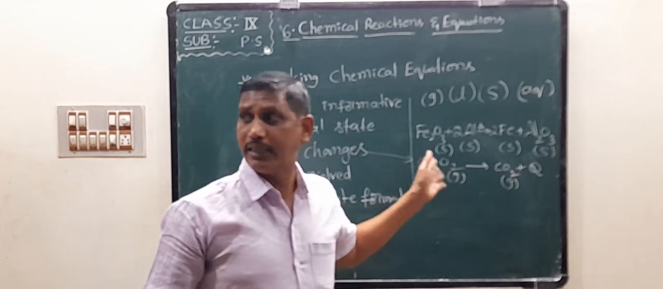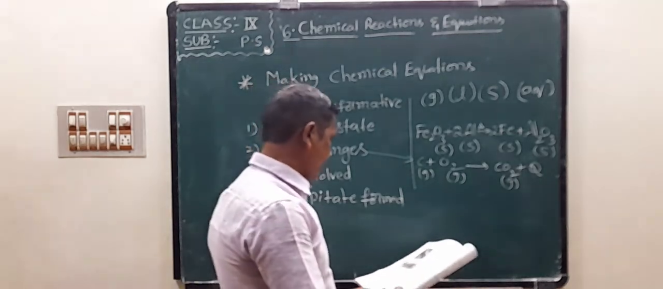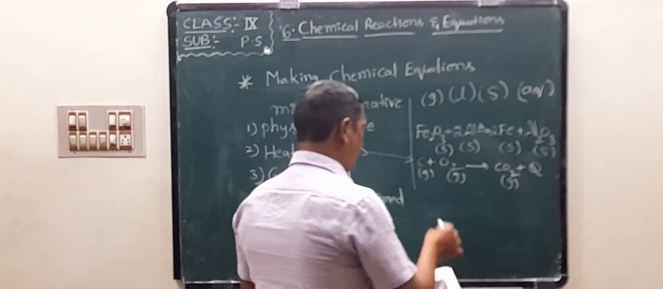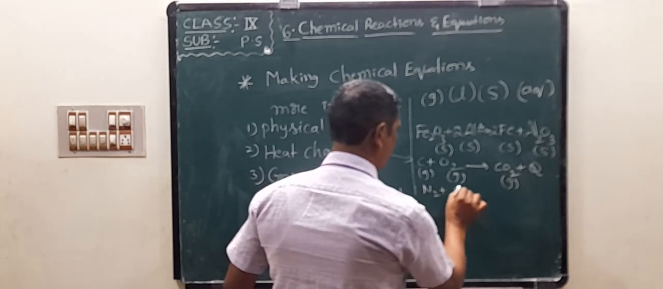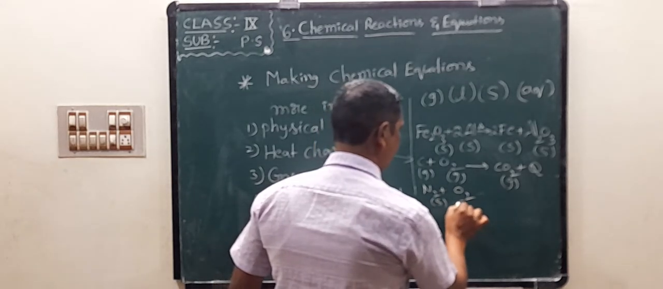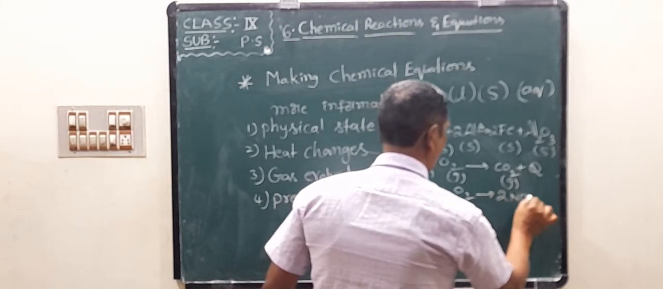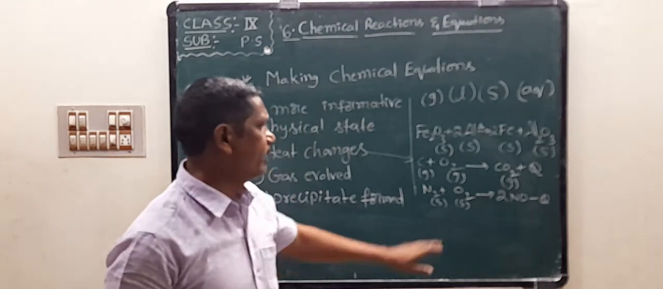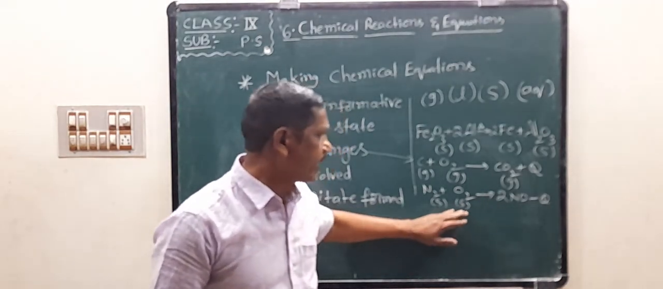Heat is evolved, plus Q, in this reaction. In the second equation, N2 plus O2, both are gases. Nitrogen gas and oxygen gas give rise to 2NO minus Q. In this reaction, heat is absorbed by this second reaction.